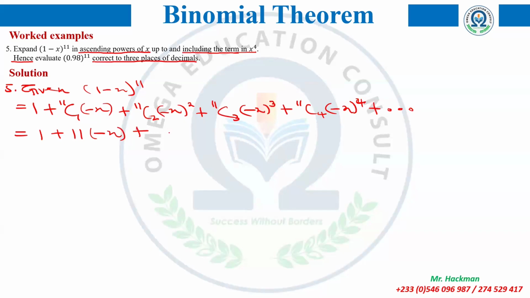Hello, my professors, I'm waiting. 11 combination 2. 55. Come again. 5, 5. Okay, then if you push your power in, it will give you positive x squared. Then plus 11 combination 3. 330. Then minus x cubed will give you minus x cubed if you put the powers.